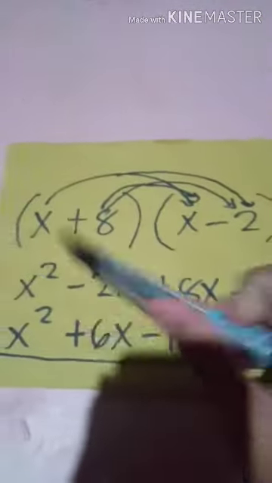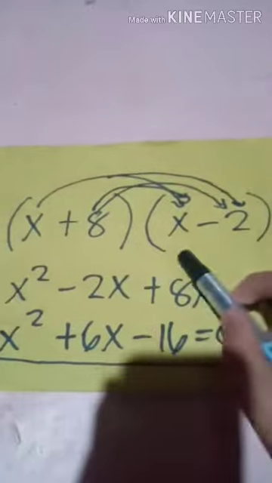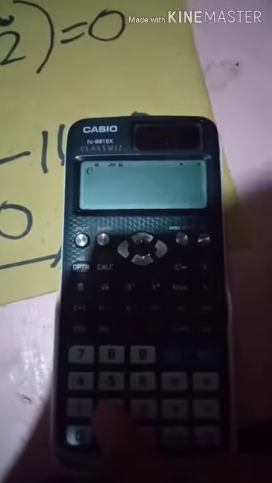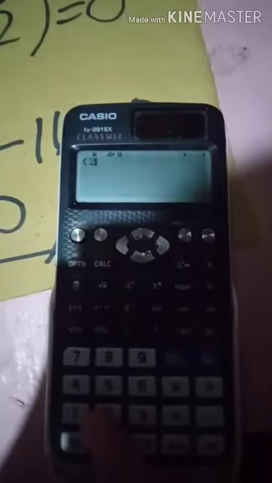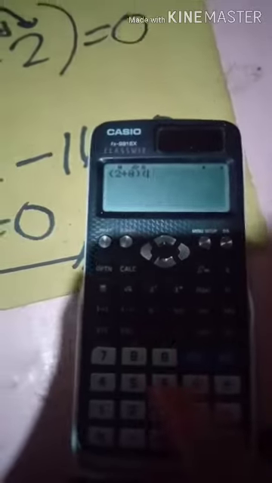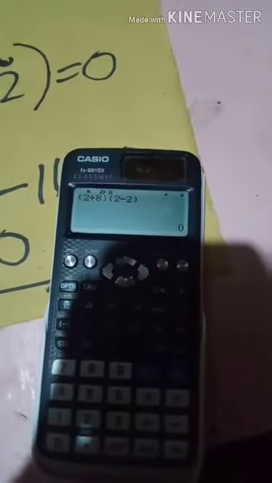So now let's check if the earlier equation, x plus 8 times x plus 2, is really correct. Assuming x is 2, we get 2 plus 8 times 2 minus 2 equals 0. So our answer is correct, which is also 0.